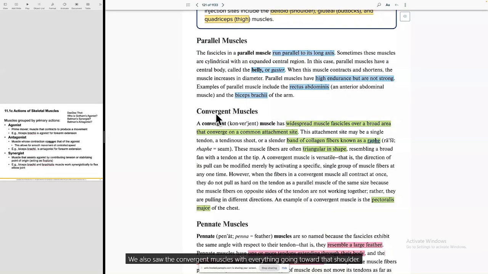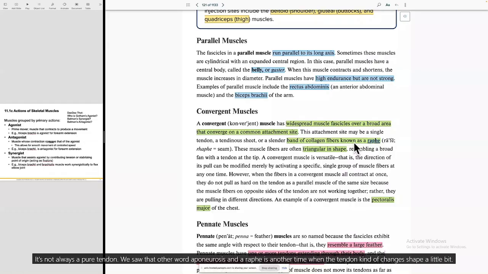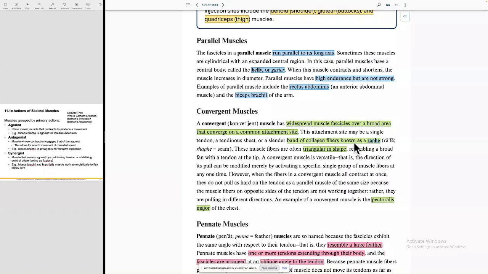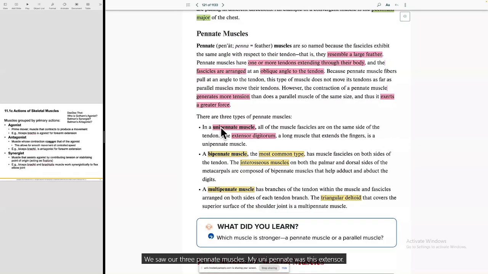We also saw the convergent muscle with everything going toward that shoulder. While we're learning this, we could just tie in that muscles go with tendons. But as we get into this, we're going to understand that because muscles have this complex arrangement, things are on top of one another, or maybe have to wrap around certain things. It's not always a pure tendon. We saw that other word, aponeurosis, and a raphe is another time when the tendon kind of changes shape a little bit. We saw our three pinnate muscles.